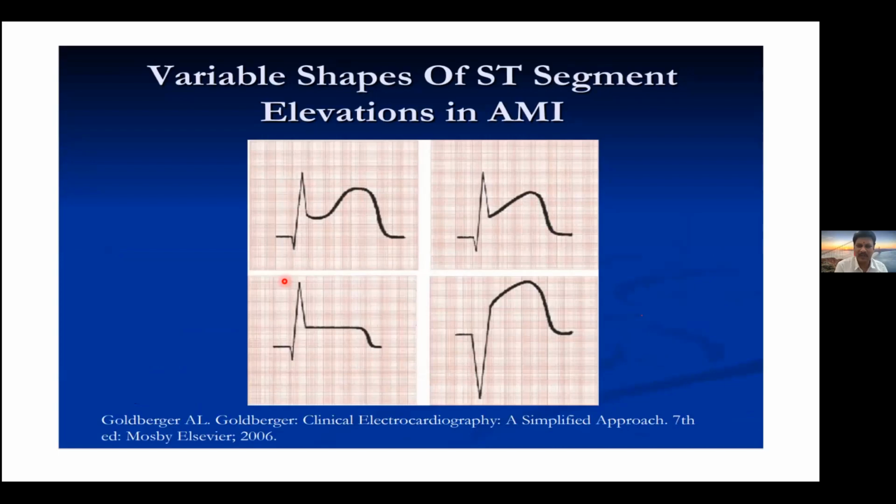Next, the morphology of the ST elevation. See here, the ST elevation is more than 2 millimeters. Everywhere you see more than 5 or 6 millimeters, more than 7, 10 millimeters. Here it is more than 7, 10 millimeters. There may be a variable shape, convexity upwards, the presence of Q wave, only horizontal ST elevation, anything may be there. So this is ST elevation.